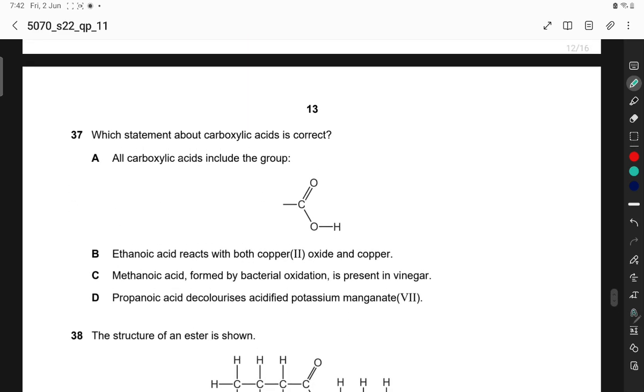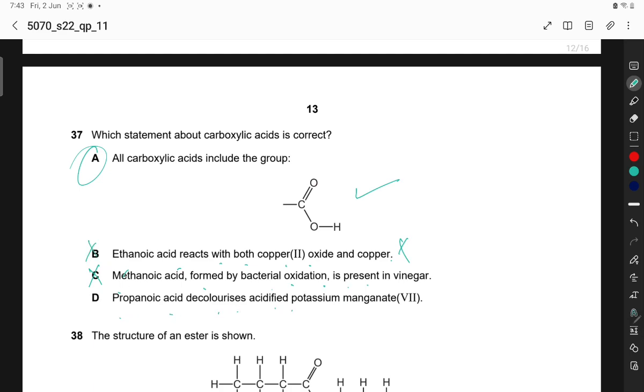37. Which statement about carboxylic acid is correct? All carboxylic acids include the group. Yes. Ethanoic acid reacts with both copper(II) oxide and copper. Methanoic acid is formed by bacteria. Bacterial oxidation is present, but ethanoic acid is formed. So that's why it is incorrect.